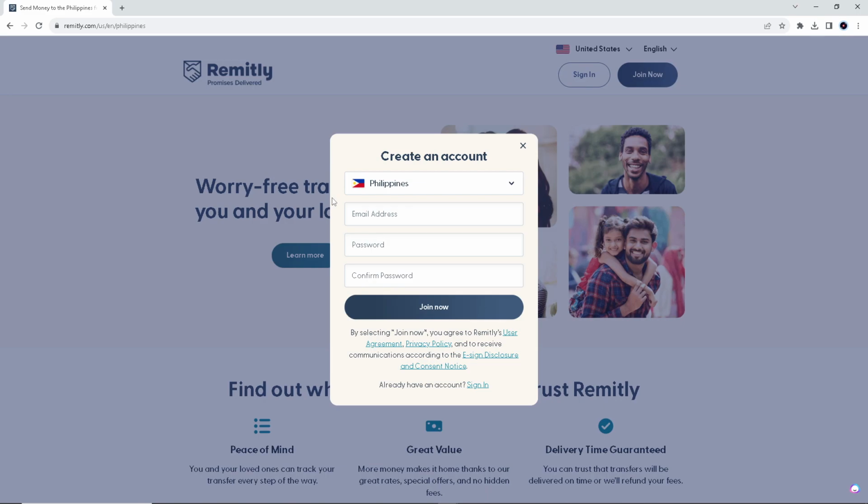So here, we have to choose the Philippines account. We need to enter a valid and working email address, a unique and strong password, and of course, by joining in, you are agreeing to the terms and services, all right?